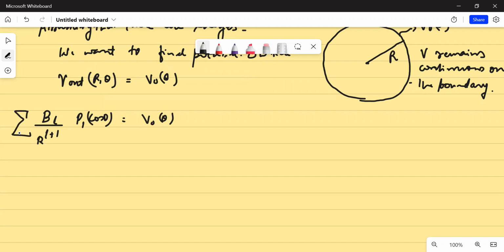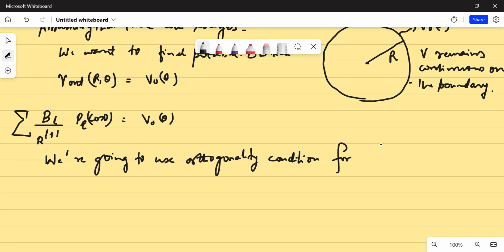Now understand what we are going to do. We are going to use the orthogonality condition for Legendre polynomials in order to extract all these B_L's. Once you find B_L, you can find the potential anywhere outside. I think it is quite easy to see that once I know B_L, I can find the potential anywhere outside.